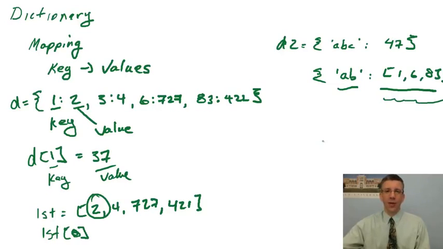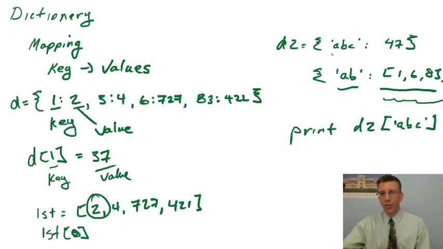And so now, when I want to look it up, I want to print, what is the value of ABC? I look it up in my dictionary, I find the key, and I find out the value is 47. So this will print 47. Okay? This is really all there is to a dictionary. It's pretty simple. It maps keys to values, but it's hugely powerful in programs. So let's take a look.